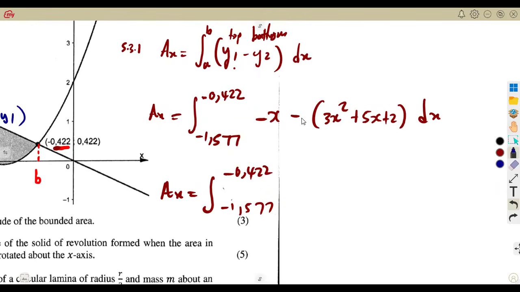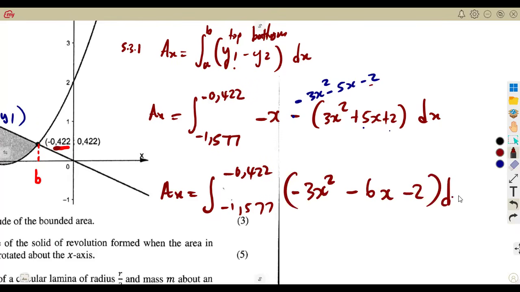Let's expand with the negative. It is going to be minus 3x squared, minus times 5x is minus 5x, minus times 2 is minus 2. So you've expanded with a minus there. Meaning we have minus 3x squared, and considering the like terms, minus x minus 5x gives us minus 6x. It's just like minus 1 minus 5. So this gives us minus 6x, and there's a minus 2 that is there.